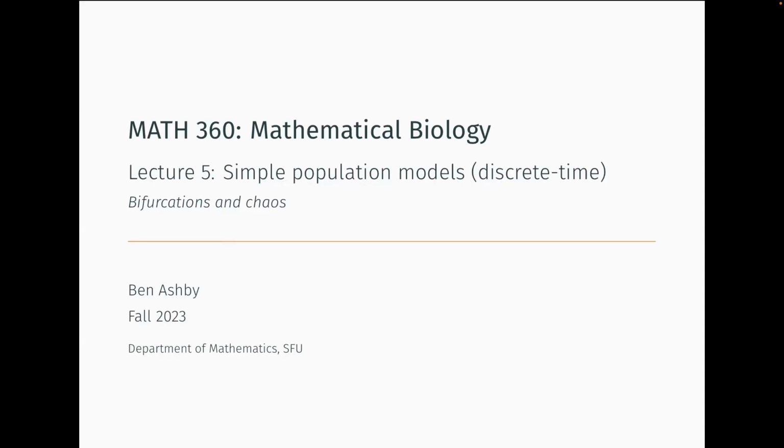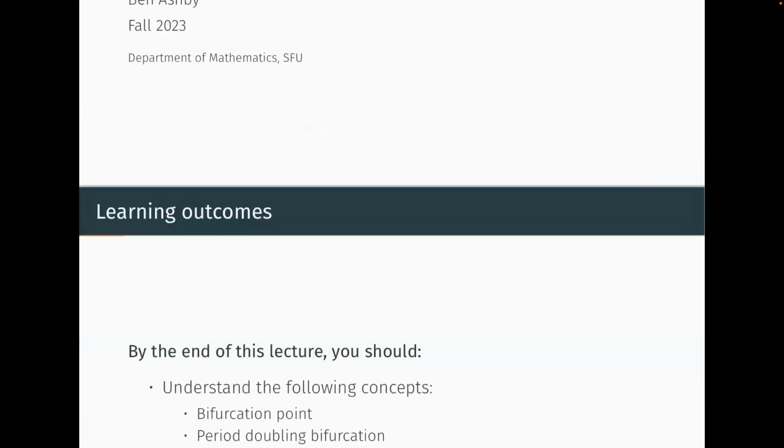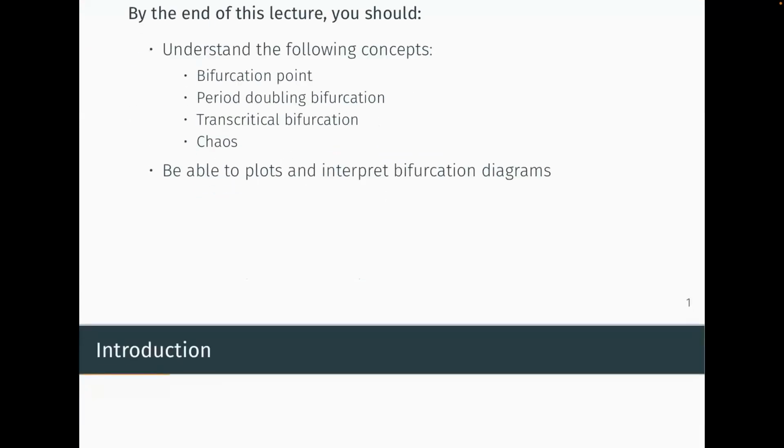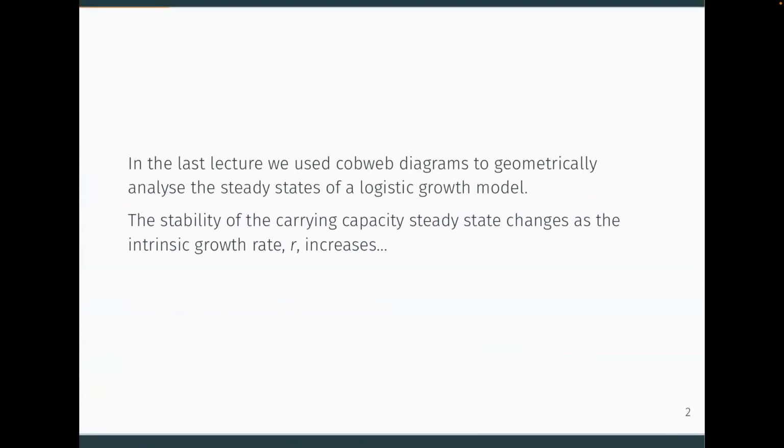So we're going to be talking today about why that happens, due to things called bifurcations, and bifurcations more generally we'll be meeting throughout this course, and the concept of chaos. So you should be able to understand what a bifurcation point is by the end of the day. What are a couple of types of bifurcation that we've met in this model and in other models, period doubling and transcritical bifurcations, and then what it means when we say that something is chaotic. We'll also be able to plot and interpret bifurcation diagrams by the end of today.